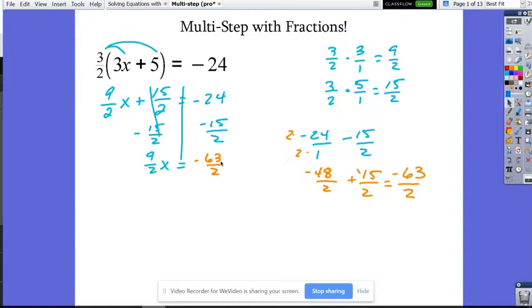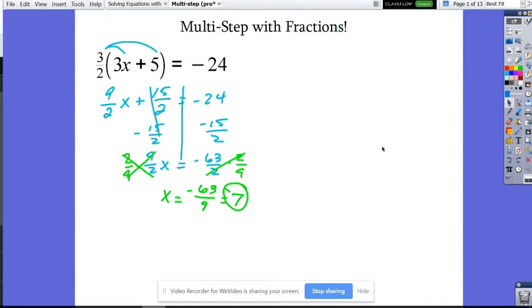To solve this, we now multiply by the reciprocal, times 2 over 9. It'll all work out nicely in the end, as you can see, because the 2 on the bottom and the 2 on the top end up canceling. And we have negative 63 over 9, which of course is negative 7. So I'm getting a nice answer of negative 7. That wasn't the best way to do a problem like this, so I'll show you a much more efficient way to do that.